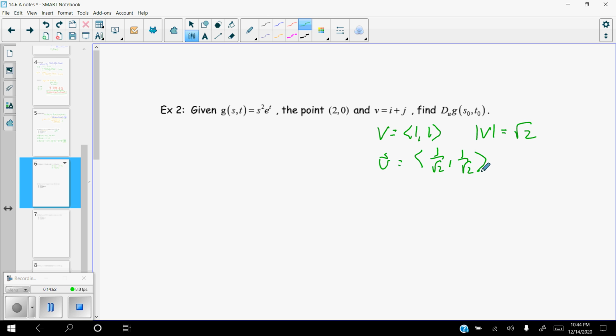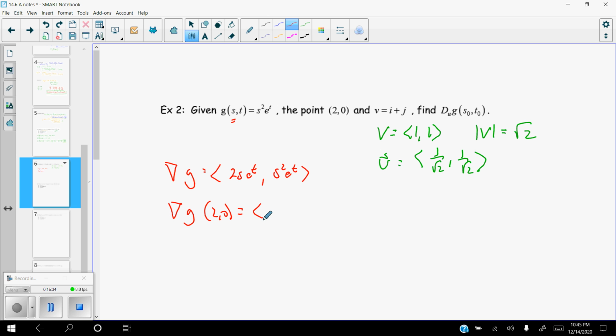All right, so now we want to find the gradient. So we need to find the gradient vector. The first thing we do is take the derivative with respect to s, because that was the first variable here. So that'll be 2s e to the t. Then we take the derivative with respect to t, which is going to be s squared e to the t. We want that specifically at the point 2, 0. So we need the gradient. I put f up here, it should be g. Put the gradient of g at the point 2, 0.